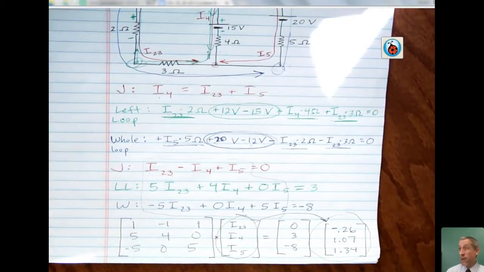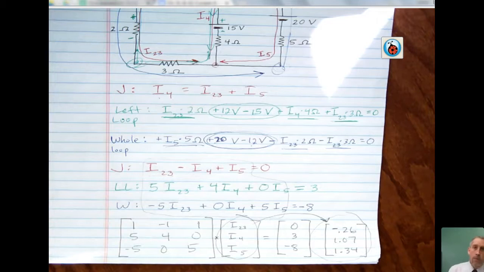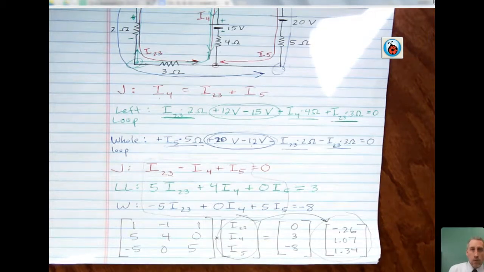So, all right, I think that's going to do it for here. Hopefully, working through the matrix process helps you a little bit better with solving a Kirchhoff's law problem. Good luck with all the ones that you're going to be doing.